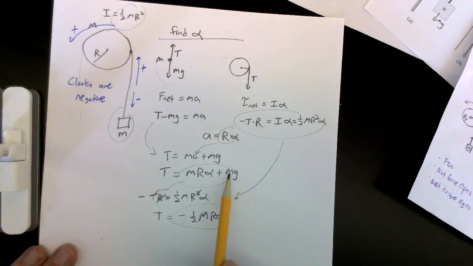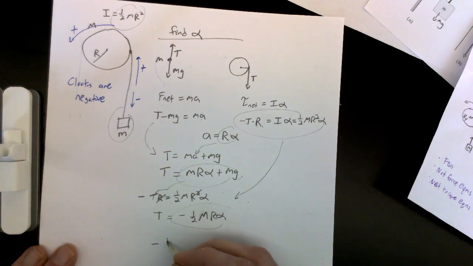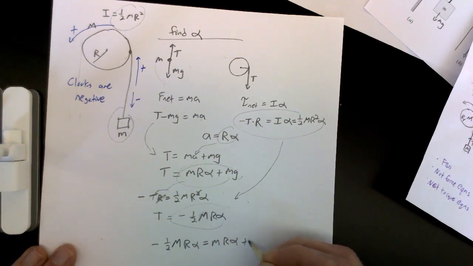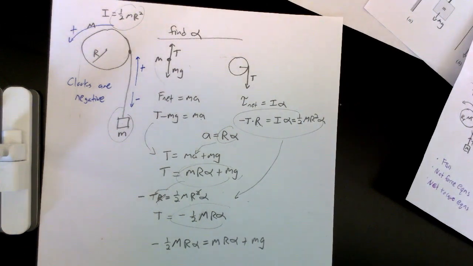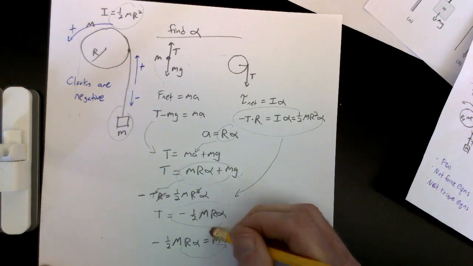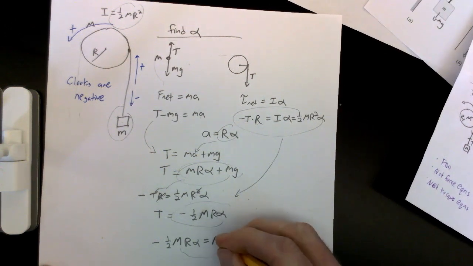So now I can relate this together with that one, and I think that that's going to be better right there. So let's do this. Now I have minus 1/2 m r alpha equals over here m r alpha plus mg. And now I only have one unknown, and that's my alpha inside of here, right? So now I can just try to do a little bit of manipulation here to get this alpha by itself. So why don't I bring this 1/2 mr alpha over to this side? So this is a big M, by the way, m r alpha.